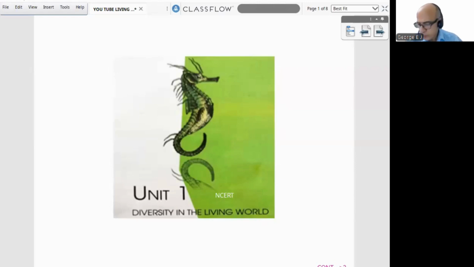This is Unit 1, Diversity in the Living World from NCERT, under which 4 chapters will be available. Chapter 1, Living World, Chapter 2, Biological Classification, Chapter 3, Plant Kingdom, and Chapter 4, Animal Kingdom. The first 3 chapters under this unit we will be doing. So we can proceed.